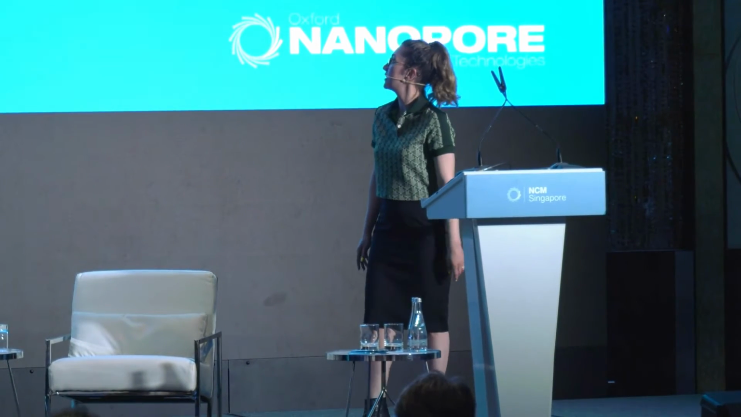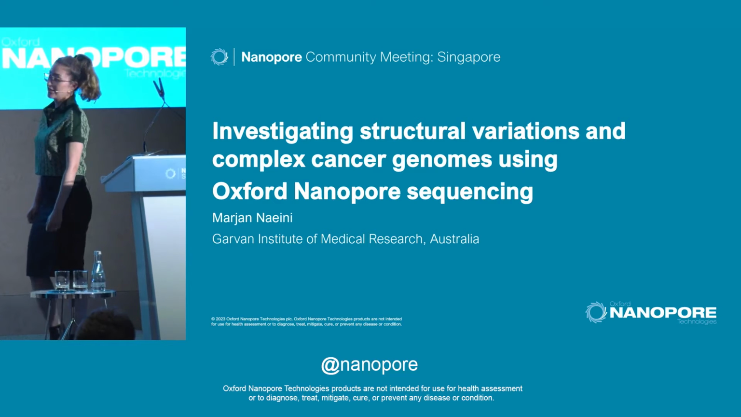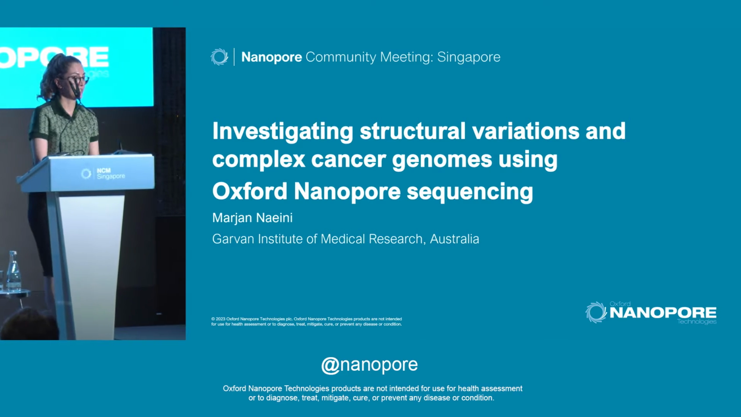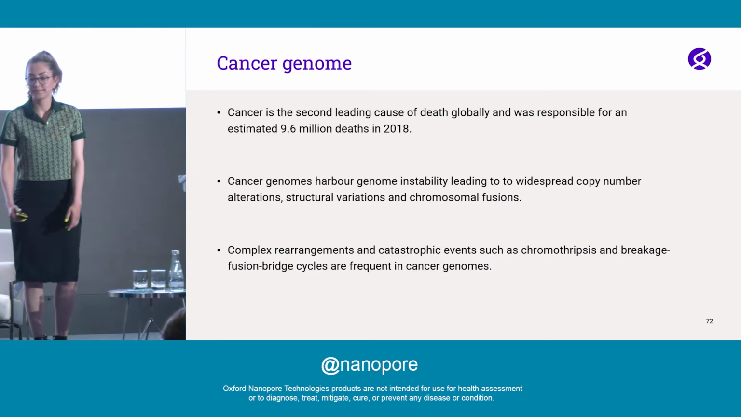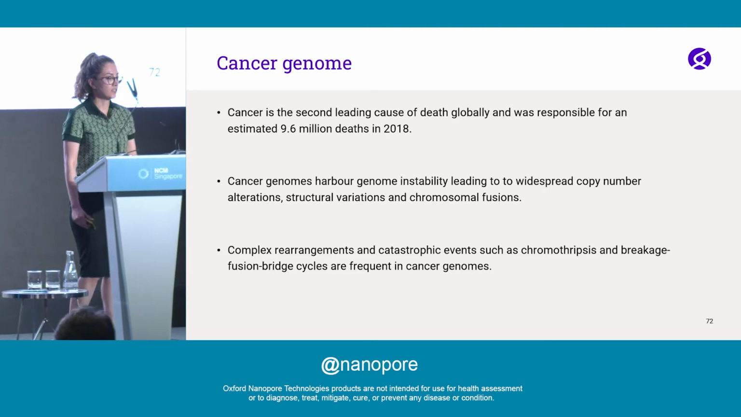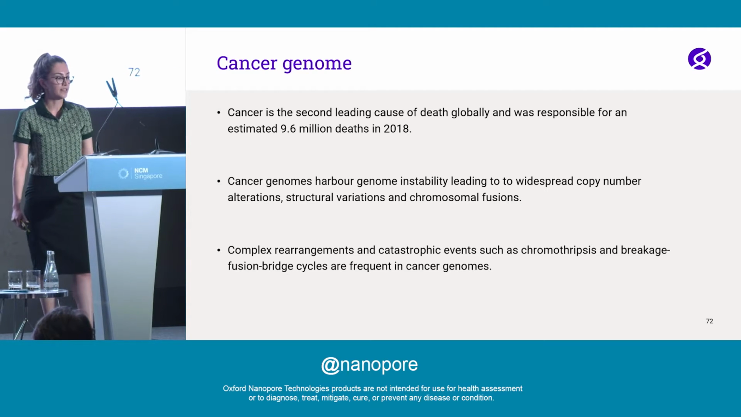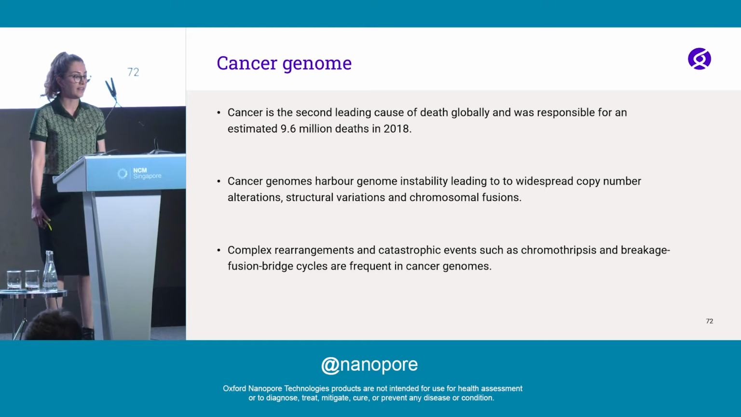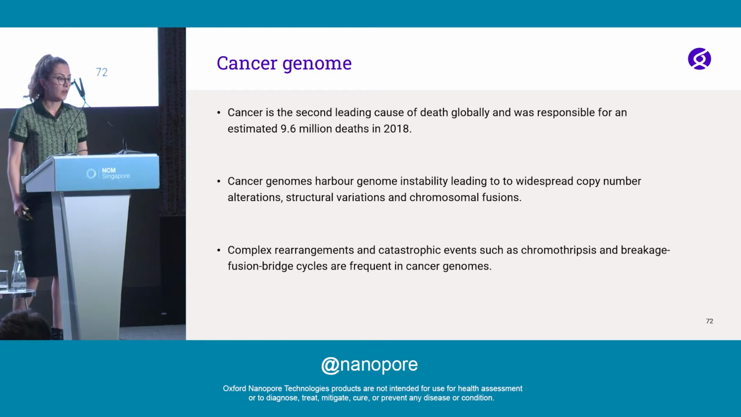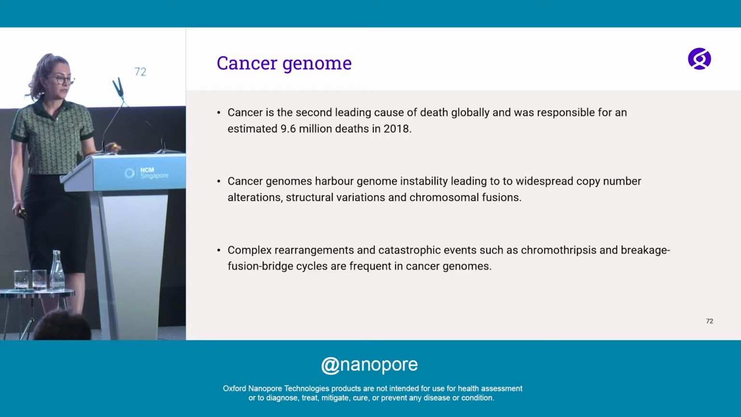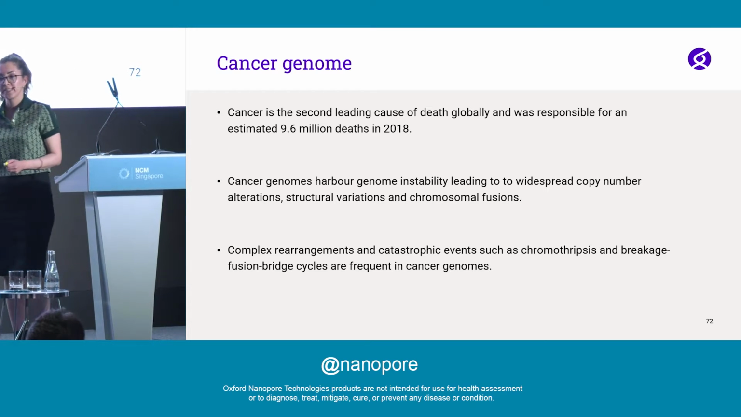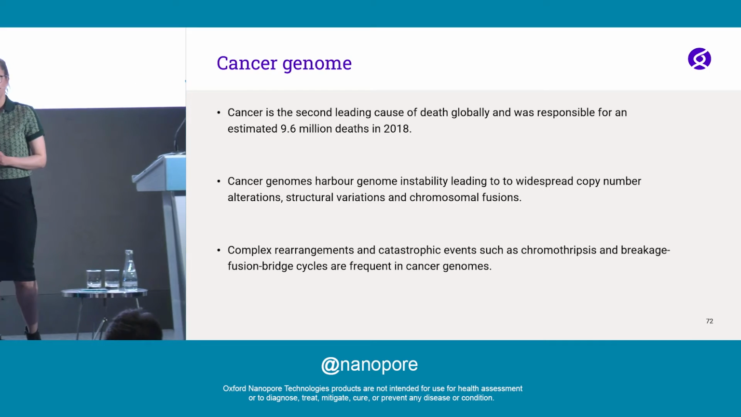I have the chance to share a couple of updates on recent work that we are doing on investigating structural variations in complex cancer genomes using Oxford Nanopore sequencing. Cancer is the second leading cause of death globally and was responsible for an estimated 9.6 million deaths in 2018. Cancer genomes harbor genome instability, leading to widespread copy number alterations, structural variations, and chromosomal fusions. Complex rearrangements and catastrophic events such as chromothripsis and breakage-fusion-bridge are quite frequent in cancer genomes.